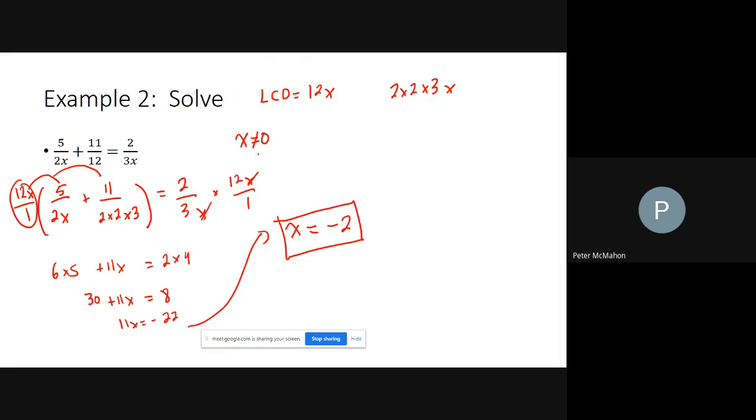Sometimes though, we're going to list this non-permissible value, and you might get two solutions or maybe one solution. And if one of those solutions is this non-permissible value, we need to make sure that we're excluding that as one of our solutions over here. All right, let's keep on going.